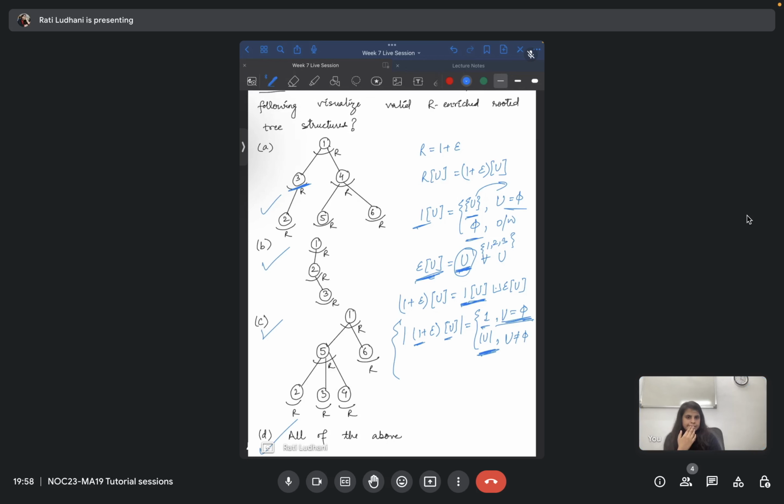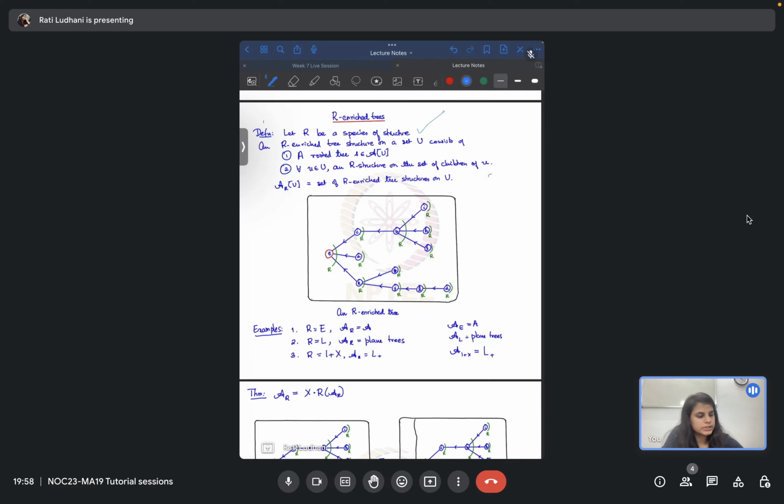Ma'am, that solving part now I can understand, but using the solving part, how to tell whether this diagram is correct or not, that is not clear, ma'am. Yeah. So what does this say in the diagram? The diagram means it says these two conditions should be fulfilled, right?